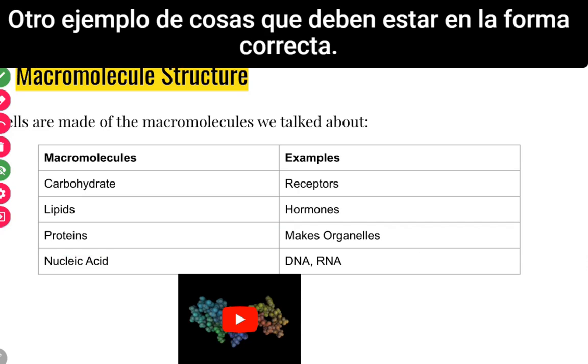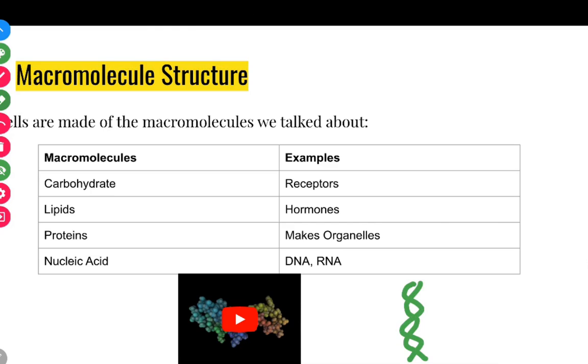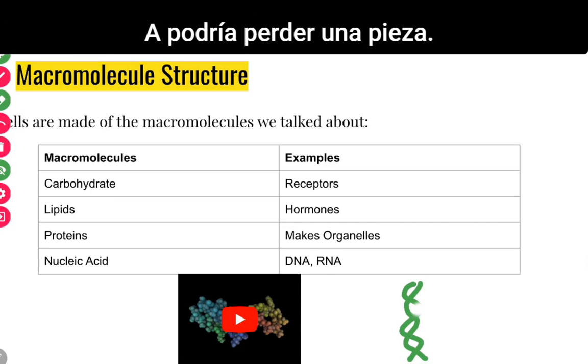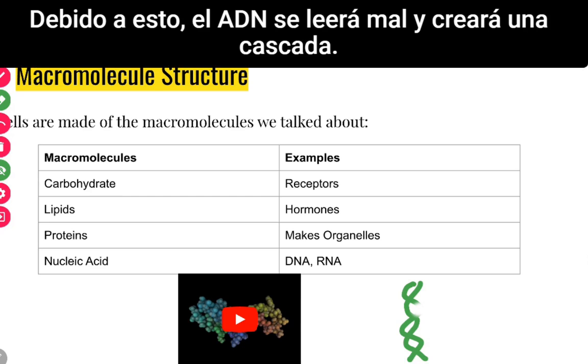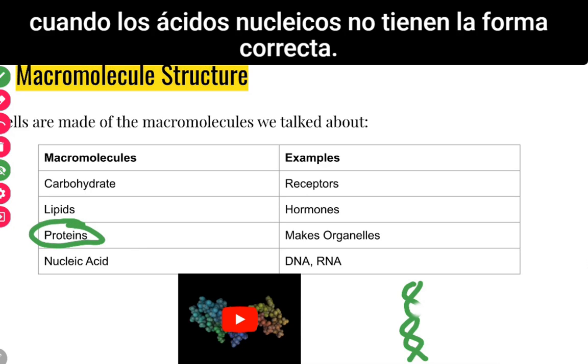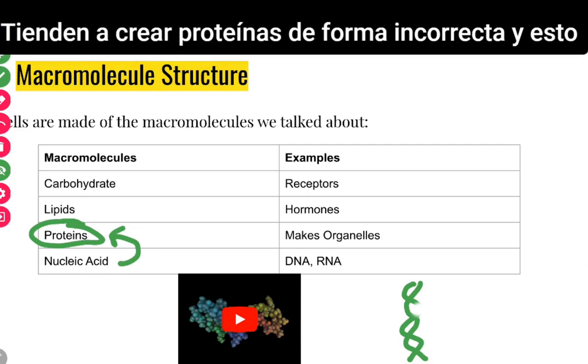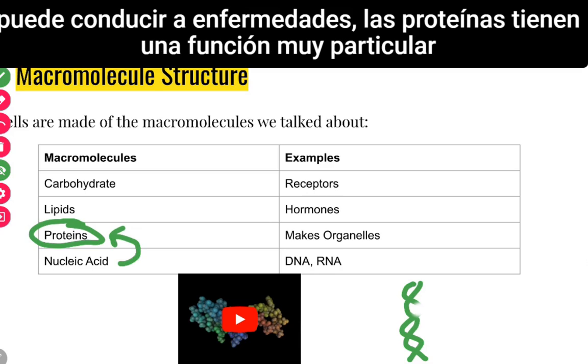Another example of things that must be in the right shape and form are nucleic acids. When DNA mutates, it might lose a piece. Because of this, that DNA will be misread and create a cascade of problems that end up with an incorrectly shaped protein. When nucleic acids are not shaped correctly, they tend to create incorrectly shaped proteins, and this can lead to disease.